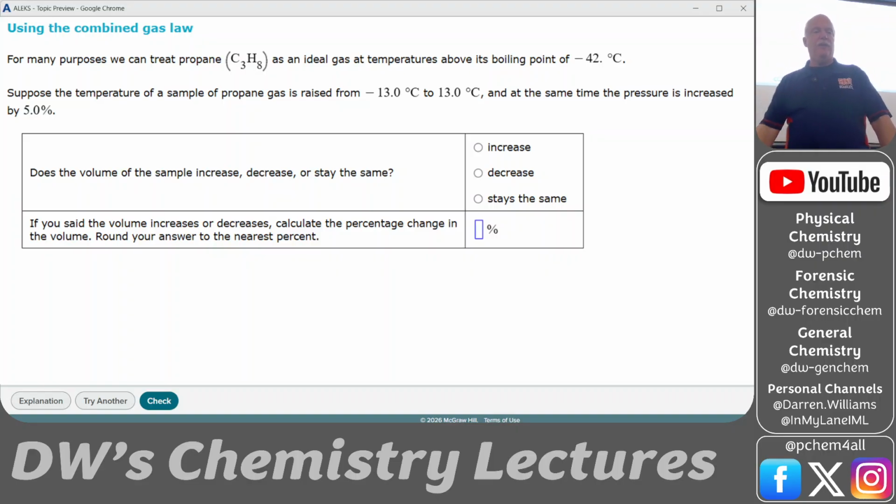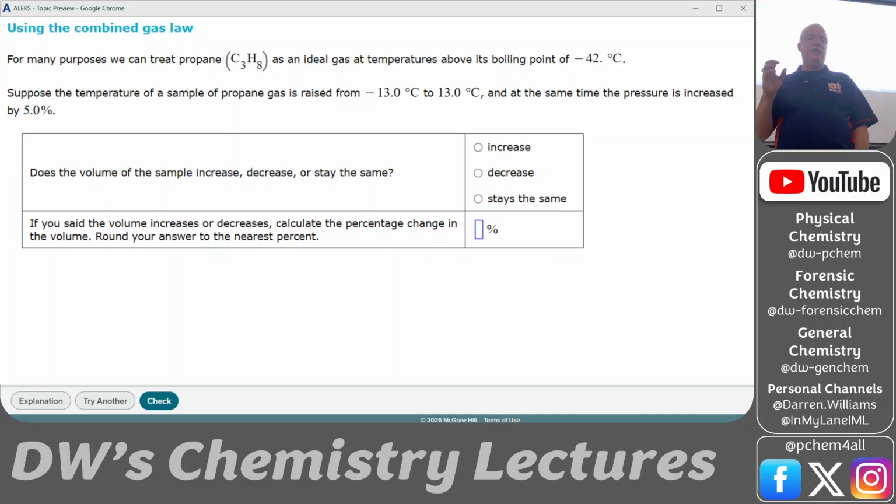So anyway, it says for many purposes we can treat propane like an ideal gas at temperatures above its boiling point. So its boiling point is minus 42 degrees C. This is another thing ALEKS does, and this is life, right? You get lots of data that you may not use in the problem. So you've got the boiling point of propane, but you're not going to use that in the problem. It's just information about where we are relative to its boiling point. Okay. So now the problem really begins.